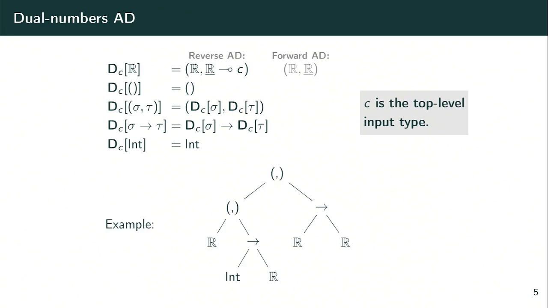So for example, just to hammer this point home that it's really structurally recursive, if the original program for some reason contained this wild type, then mapping DC over this simply replaces the real scalars with the pairs of forward AD or reverse AD. In our case, reverse AD.